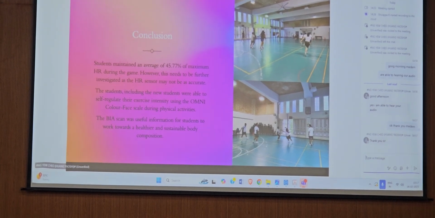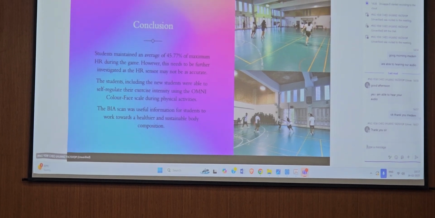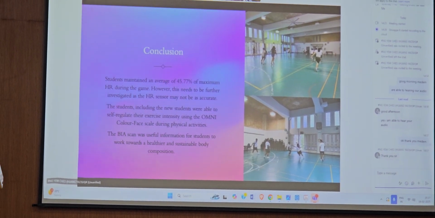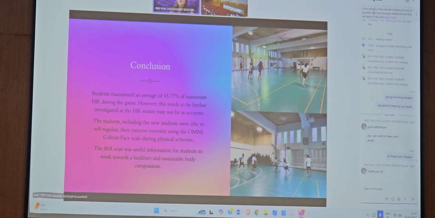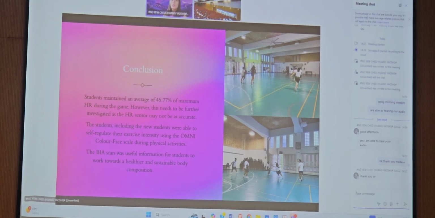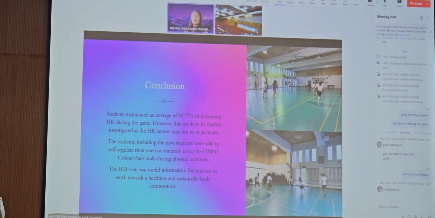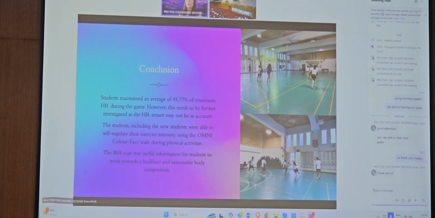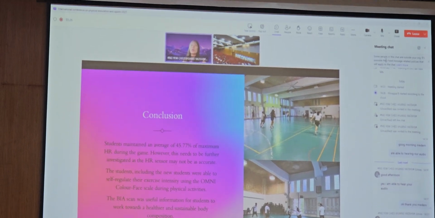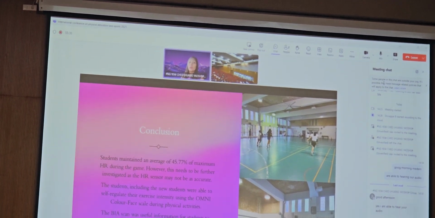So students were able to maintain an average of, this time around the percentage is a bit lower, 45.77% of their maximum heart rate during the game. However, this needs to be further investigated because the heart rate sensors that we got are not as accurate as the Polar heart rate sensors, so the readings may be a little bit off. But what we wanted was for the students to actually keep a watch, because the watch could also keep track of their step count and things like that, to encourage the students to continue exercising even after this intervention is over.